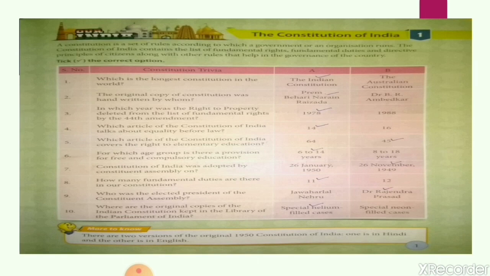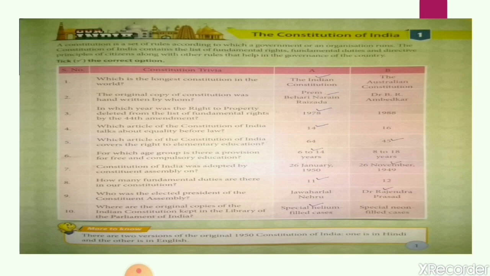So, students, in this chapter, some questions are given, and in front of the questions, 2 options are there. We have to select any one of the options. The first question is, which is the longest constitution in the world? The 2 options are the Indian Constitution and the Australian Constitution. The Indian Constitution is the longest constitution in the world, with 25 parts, 12 schedules, and 448 articles. We have the constitution in both Hindi and English scripts, and these parts also have some subparts. So our answer will be the Indian Constitution.